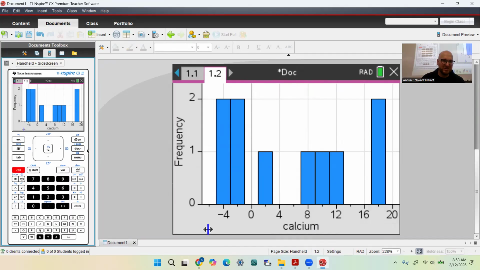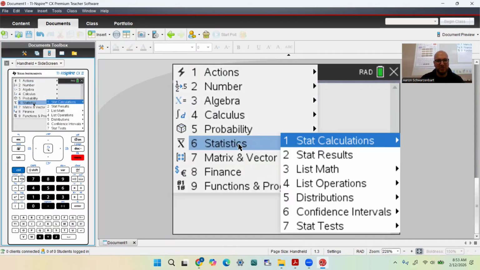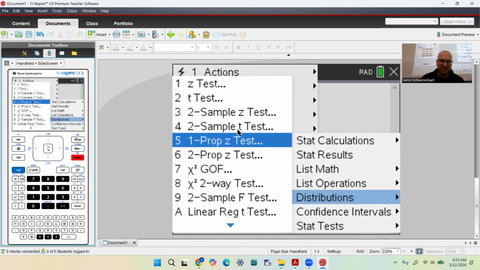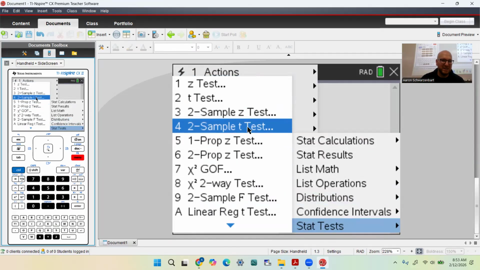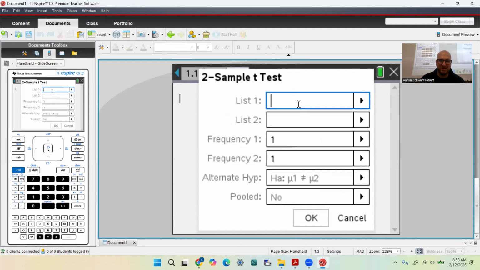So now to actually run our test, we're going to add a calculator screen. We will do menu, statistics. You could choose the confidence interval if you wanted, but I feel like doing a test because that's what it was doing. And I want a 2-sample t test. I'm going to choose data. I entered my data. List 1 is calcium.